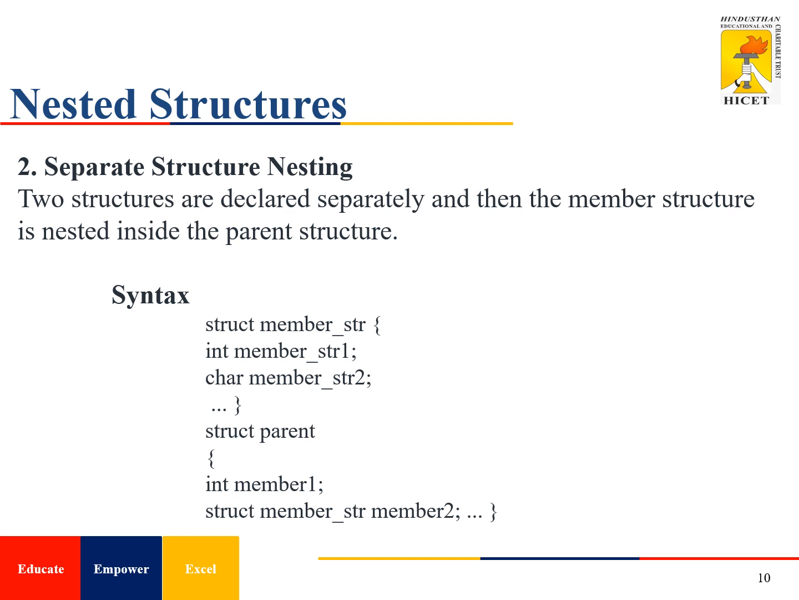The second type of nested structure is separate structure nesting. That is, the parent structure and child structure are declared separately, but one condition is that you need to declare the child structure first, then declare the parent structure, and only then can you access the child structure inside the parent structure.